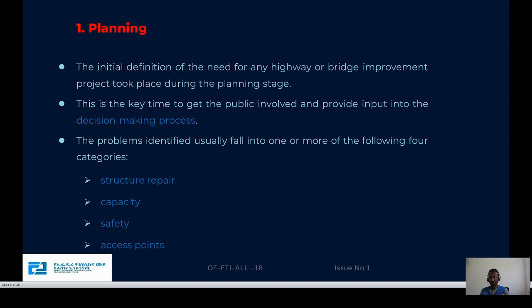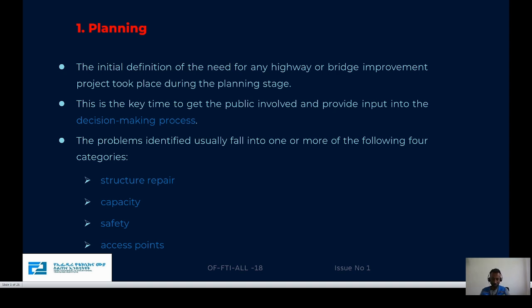There is a problem related to cracks. It is related to the structure, so it will be structural repairs, and related to the capacity. For example, for the people, the discussion will be about the people. The road is above its capacity. The road is more congested, so this type of issue will be related to the capacity.